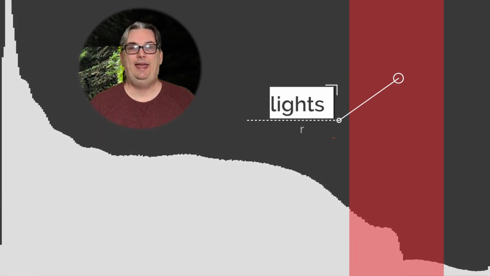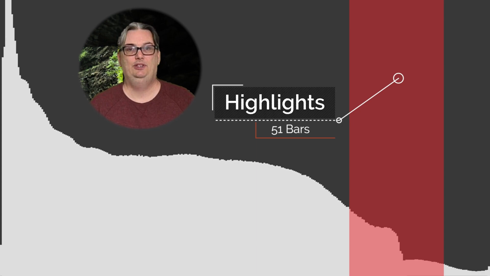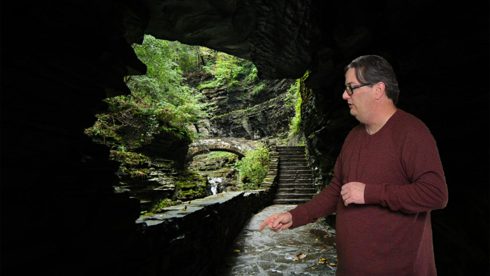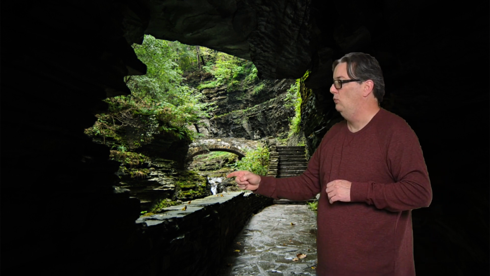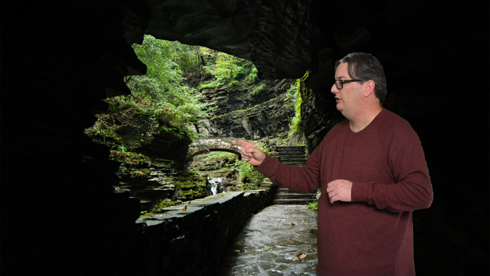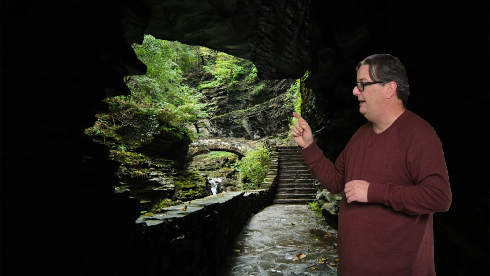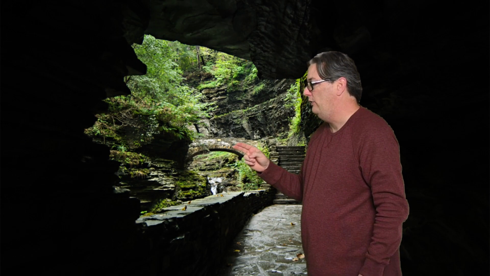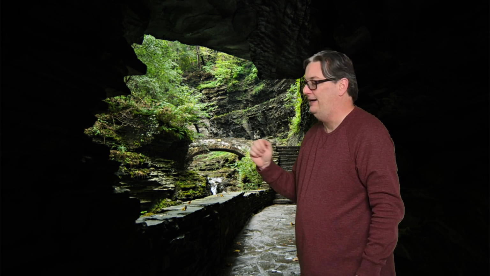The next zone is known as the highlights, and it also has 51 bars. And those are located along the path here where it's much brighter. Those would be highlights. We have some in the water. Some of the bricks on the bridge here would be considered highlights, as well as these brighter leaves right here. All of those would be considered highlights. So the final zone is known as the whites, and it consists of 25 bars. So the whites are basically a darker shade of pure white. And those can be found in the water here, as well as some of these very bright bricks on the bridge.